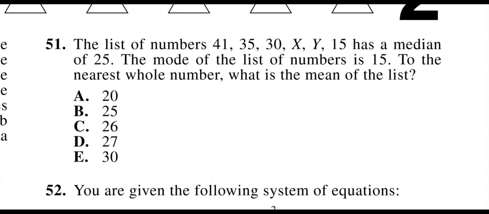The list of numbers 41, 35, 30, x, y, and 15 has a median of 25. The mode of the list of numbers is 15. Now, if that's true, if the mode of the list of numbers is 15, then that means we at least need to have another 15 in the list.